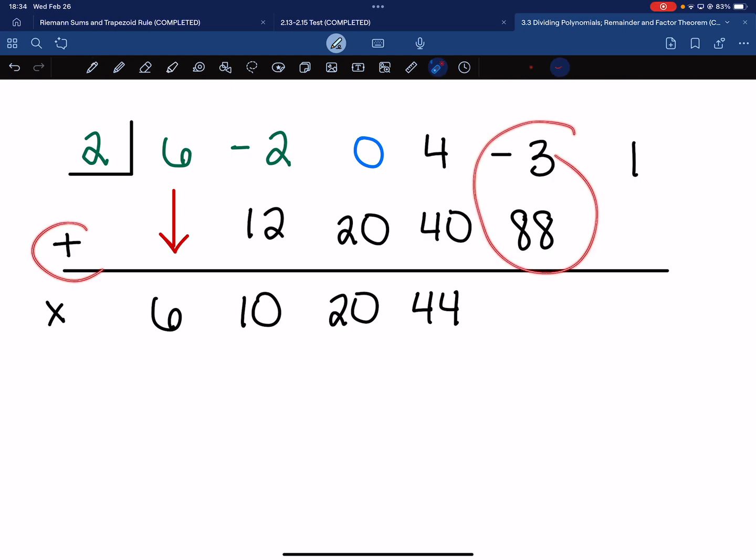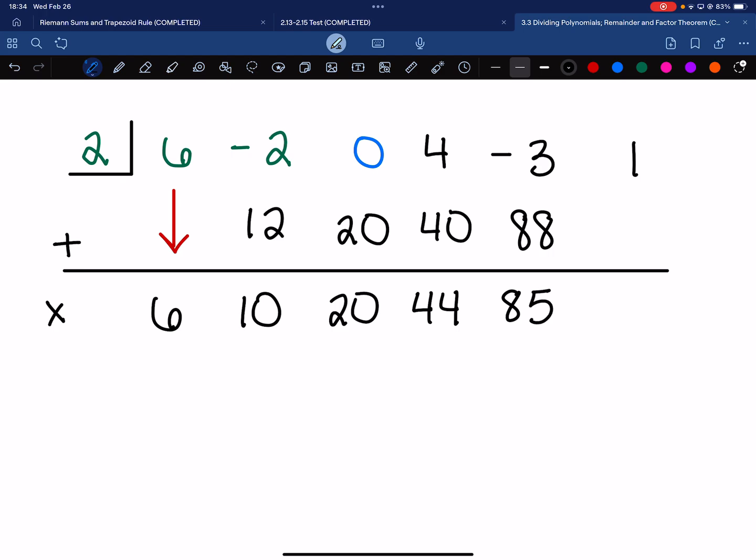Now we're going to add these two terms. -3 plus 88 is 85. Then we're going to multiply 2 times 85, which is 170. And then it's above, so we add and get 171.